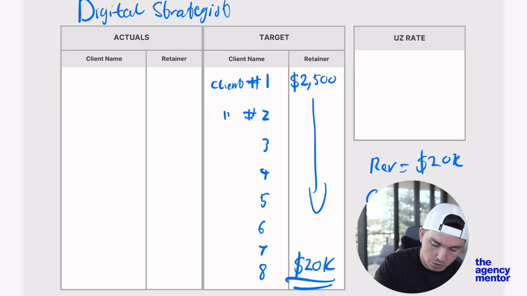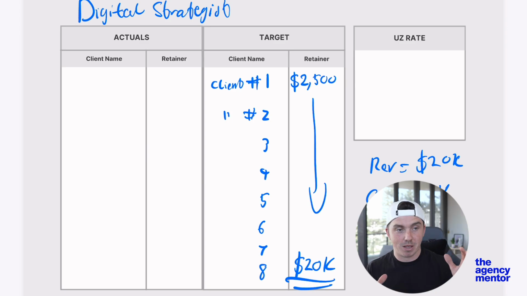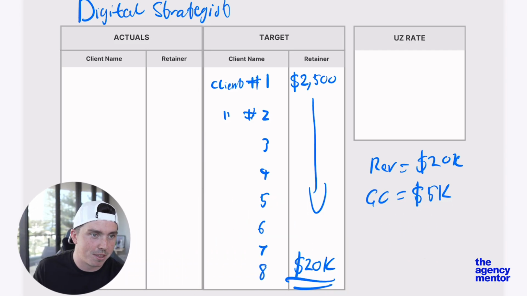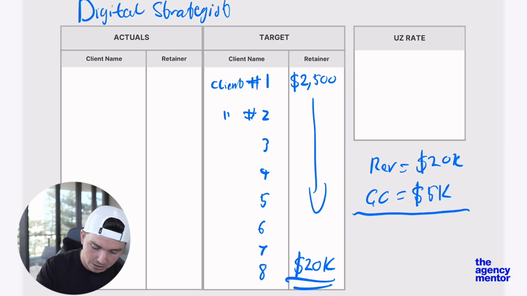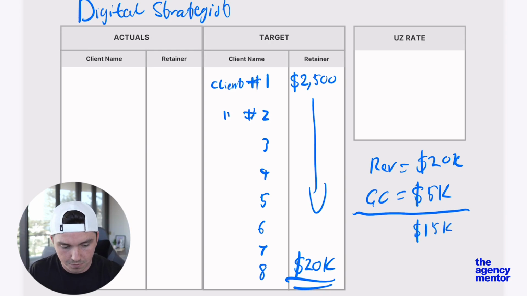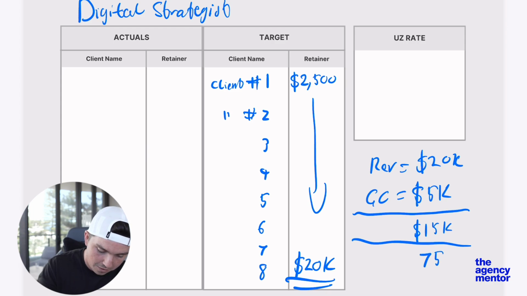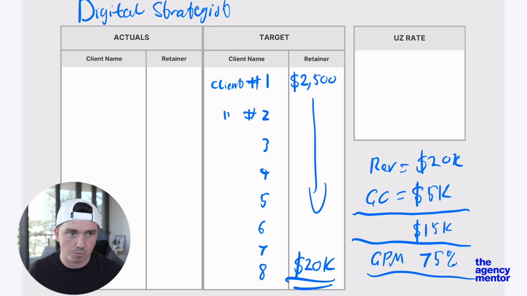The gross costs, so like their wage, let's just say again 5K. I'm not saying that we pay our guys 5K, I'm just saying that hypothetically, for the sake of this example, 5K, that's going to leave us with 15K profit. And if we do 15,000 divided by 20,000, that's going to give us a 75% gross profit margin. Okay, awesome. So why is it important to calculate that?